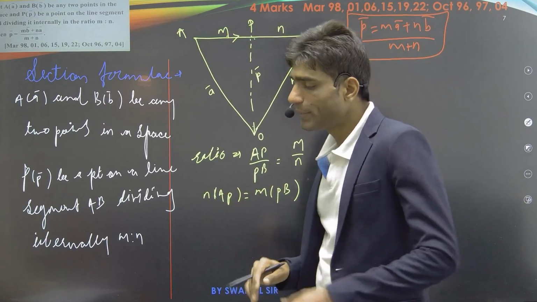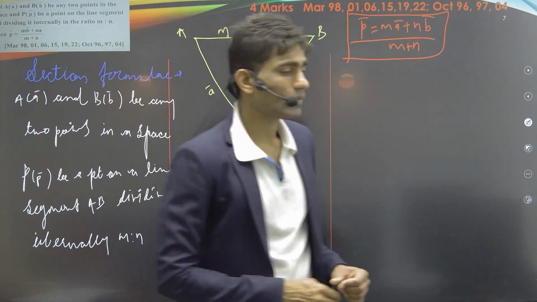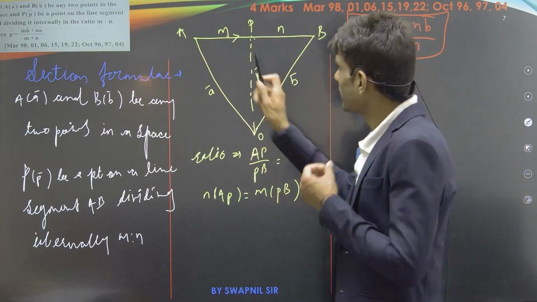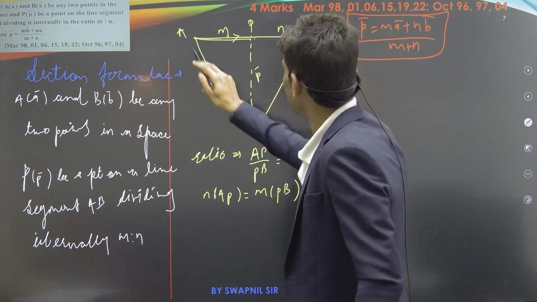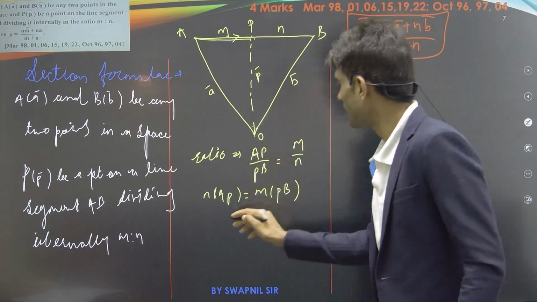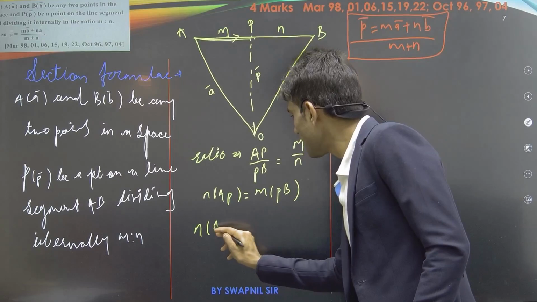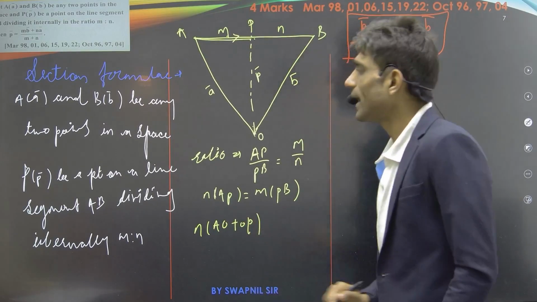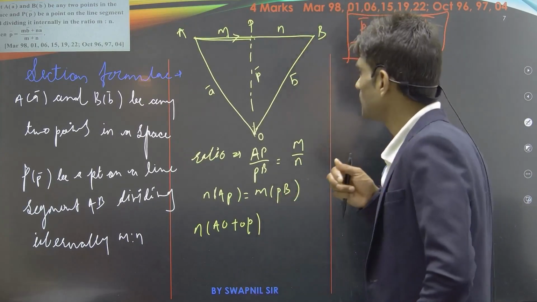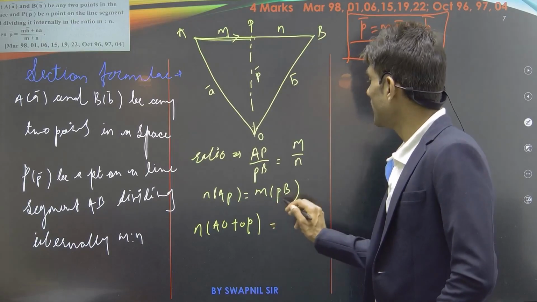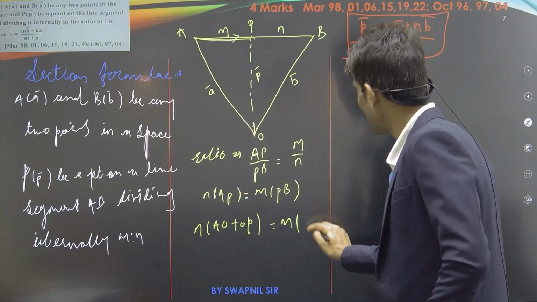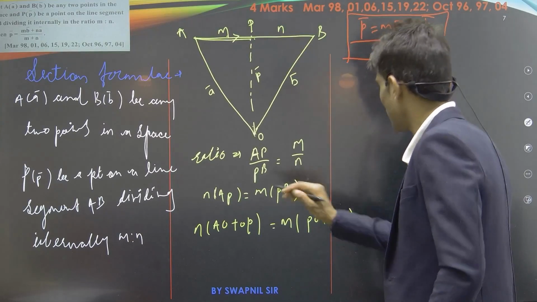AP can be written, by using vector addition of the sides of our triangle, as AO plus OP. So n into AP can be written as n into AO plus OP. What I have done is applied vector addition for the sides of our triangle. So again, m multiplied by PB. Now see that PB can be written as PO plus OB.